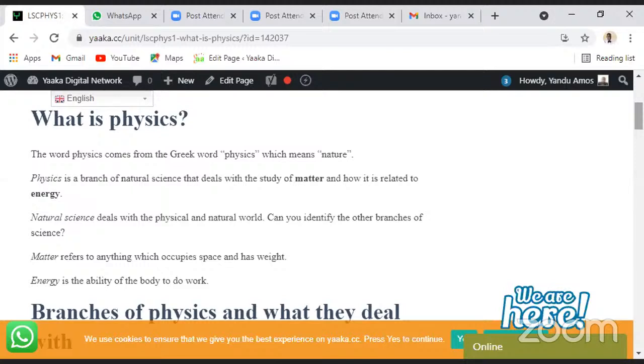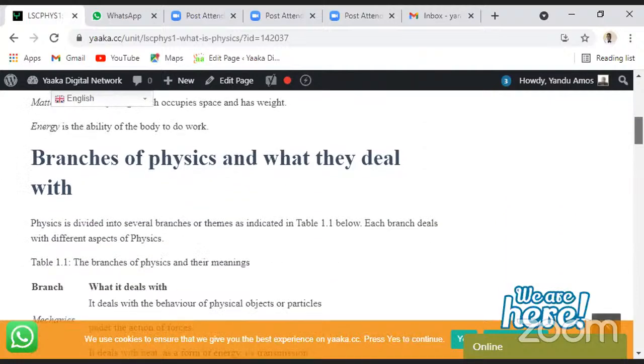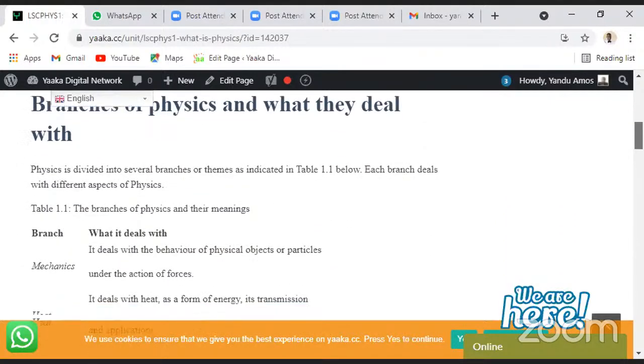Now we are asked to come up with other branches of science, which we did mention as chemistry and biology. So physics has several branches. As we move down here, you realize those are some of the branches of physics and what they deal with. Physics is divided into several branches. Have you gone through this, am I right?